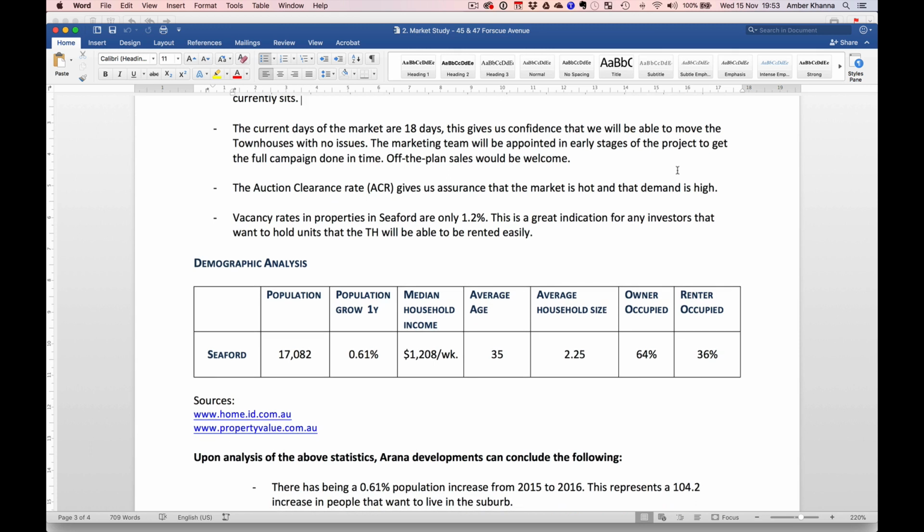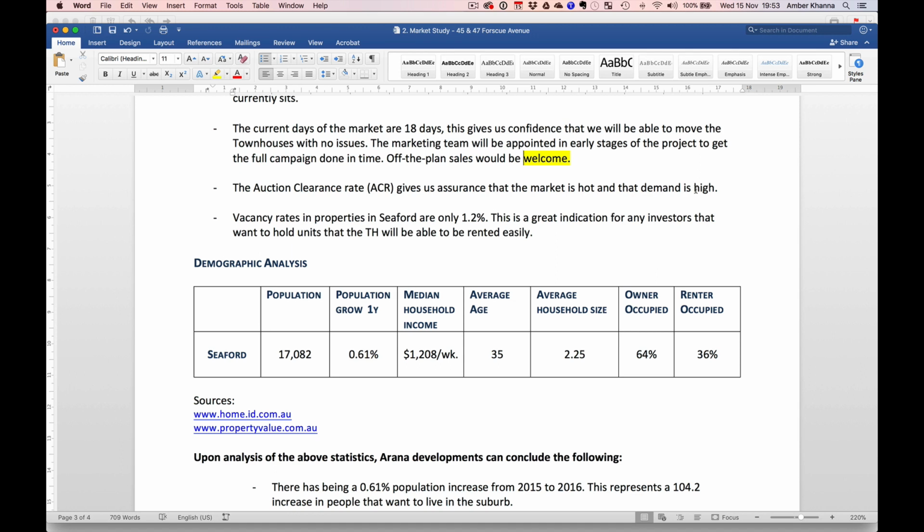Okay, I'll do that. They will be able to move the townhouses with no issue. The marketing team will be appointed in early stages of the project to get the full campaign done in time. Off the plan sales would be required. Like, this has to be required by the bank for sure. It gives us assurance that the market is hot and the demand is high.